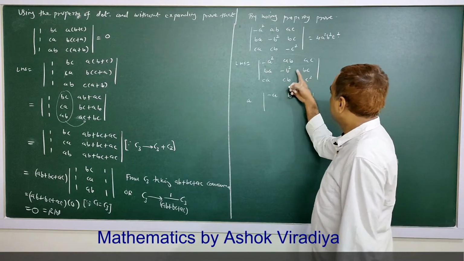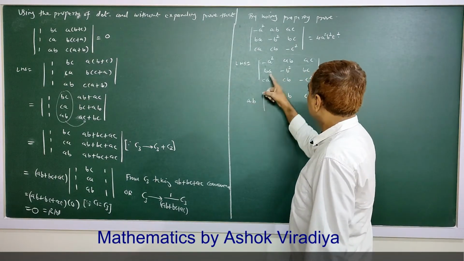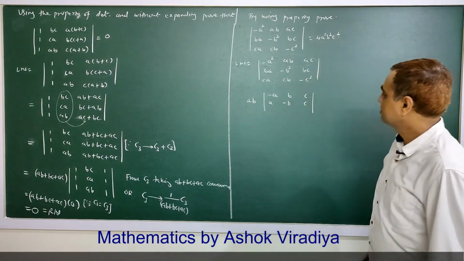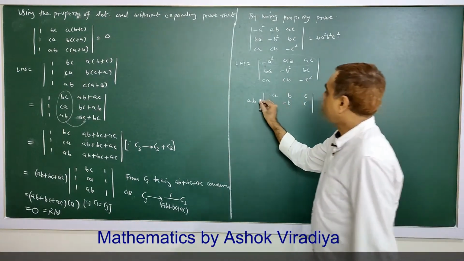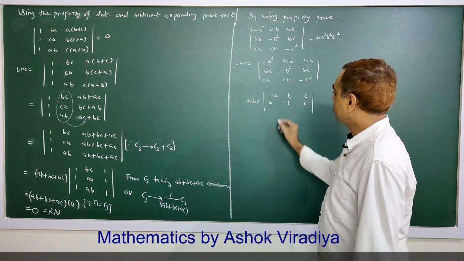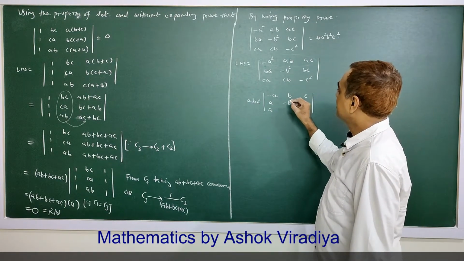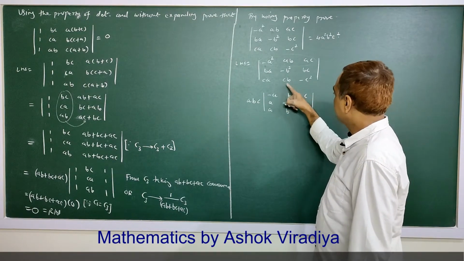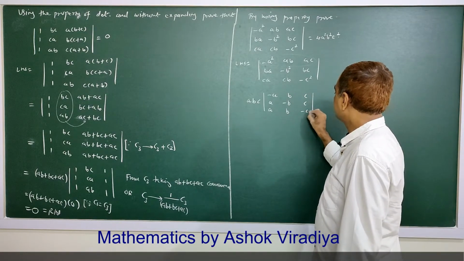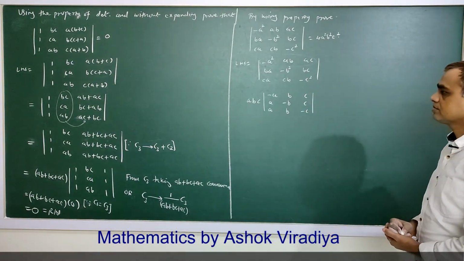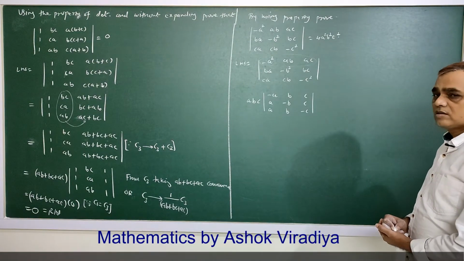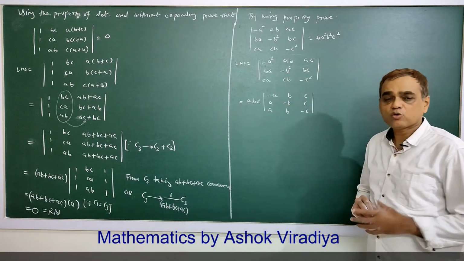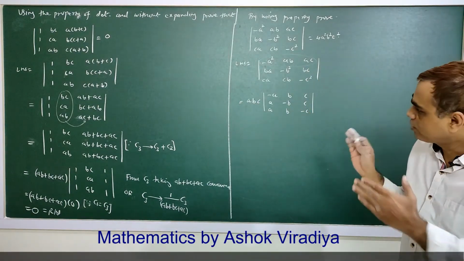Now second row, take B common. So what is left here? A, minus B, C. From third row, C is common. So what is left here? A, B, minus C. So here we join this by sign of equality. Whenever anything is common, we are allowed to take out.